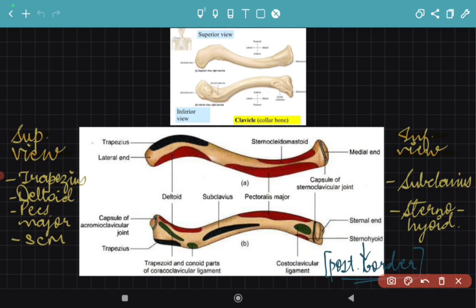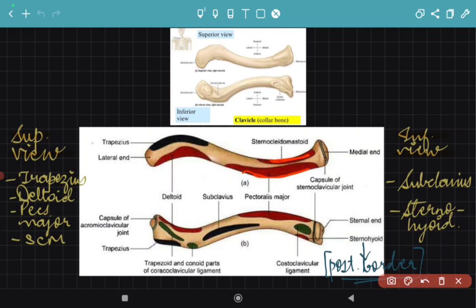In superior view, we can see there is attachment of trapezius and deltoid at the lateral end of the clavicle, where trapezius is attached posteriorly and deltoid is at the anterior border. At the medial end, on the superior surface, there is attachment of sternocleidomastoid and pectoralis major. Sternocleidomastoid is at the posterior border or aspect and pectoralis major at the anterior aspect, as we have seen earlier.